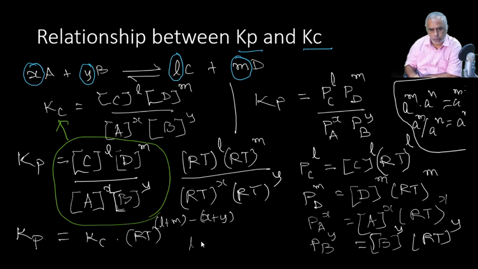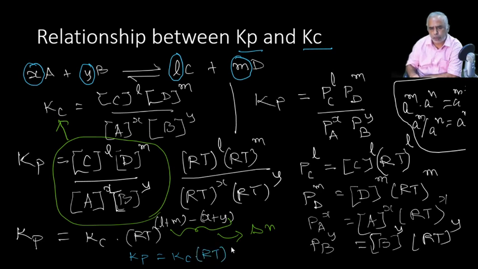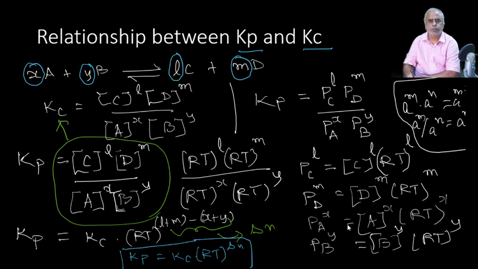So L plus m minus x plus y, this term is equal to delta n. So we can suitably replace and finally arrive at the equation as Kp is equal to Kc into RT whole power delta n. So this is a very important equation. Do you understand?